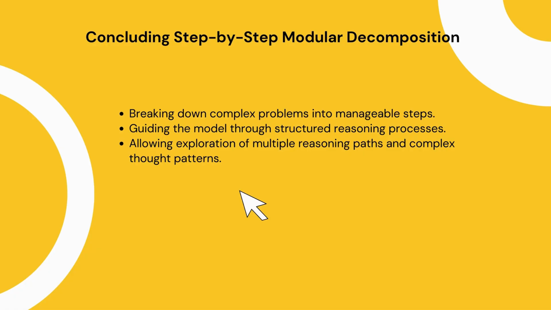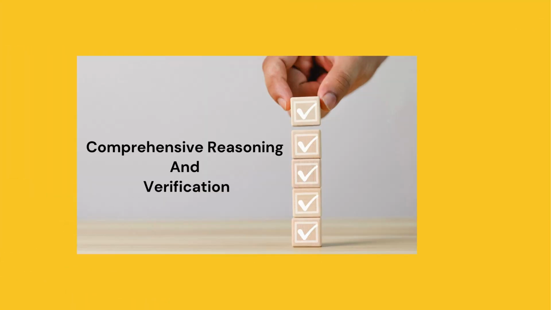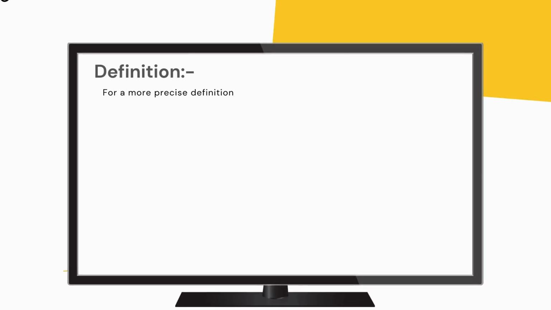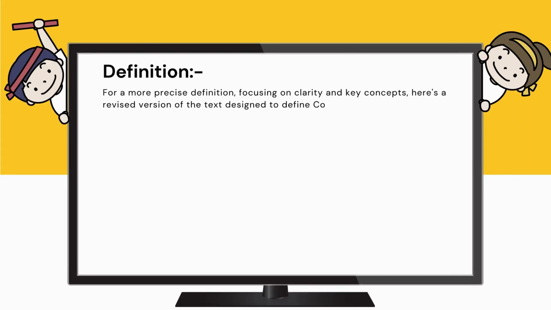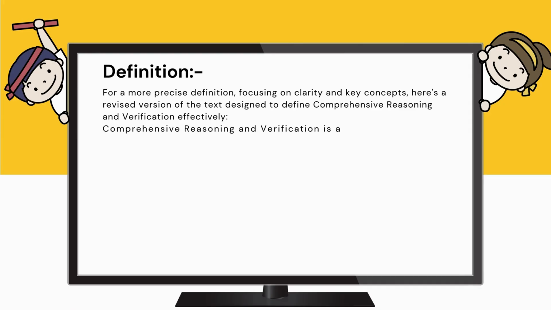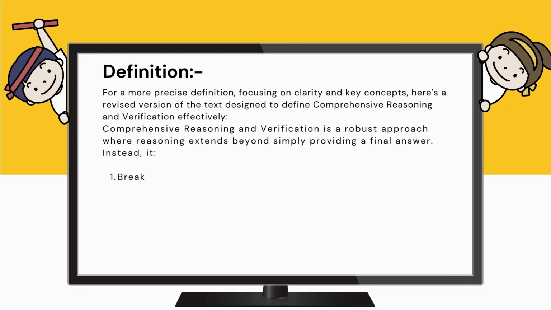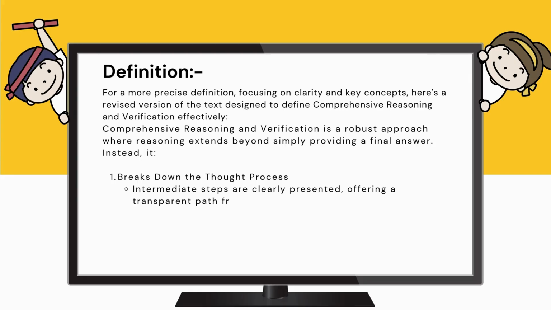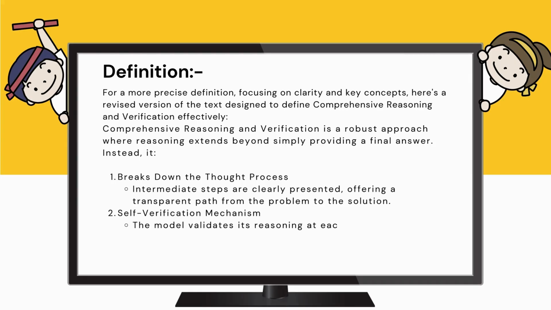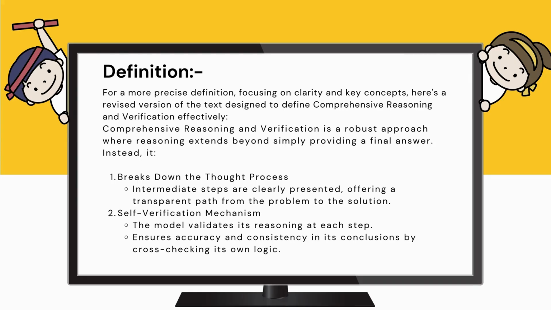Now, let's discuss the second category, comprehensive reasoning and verification. Comprehensive reasoning and verification involve a sophisticated approach where reasoning extends beyond simply producing a final answer. Instead, the model provides detailed intermediate steps and employs a self-verification mechanism integrated into its reasoning process.